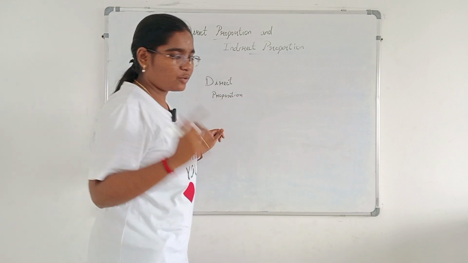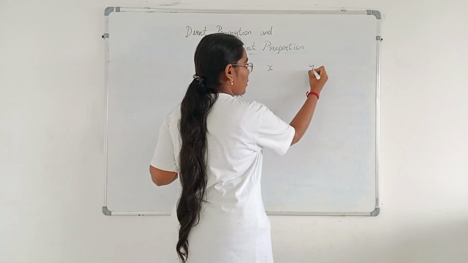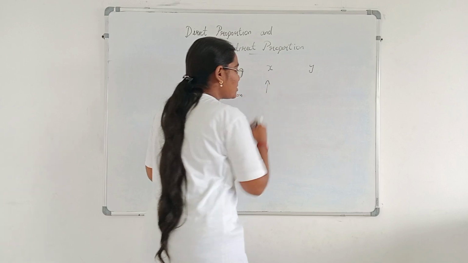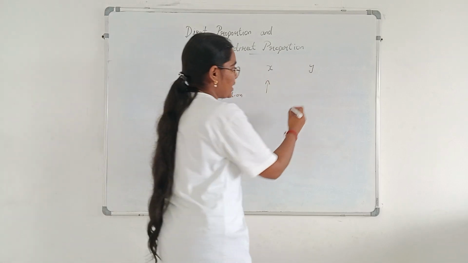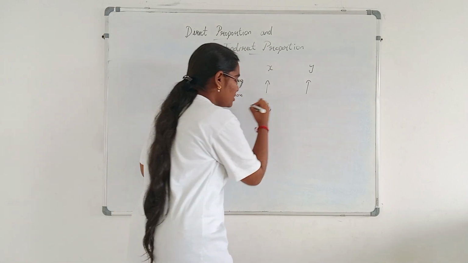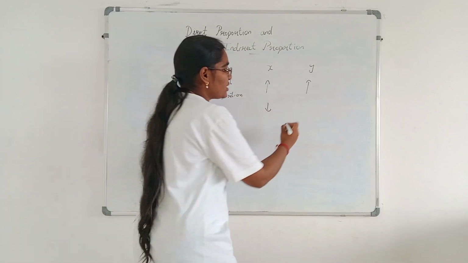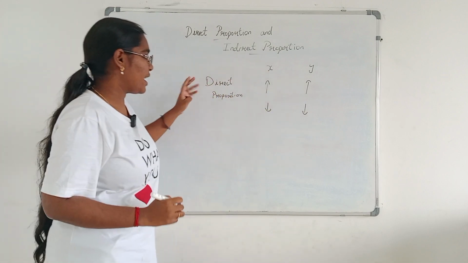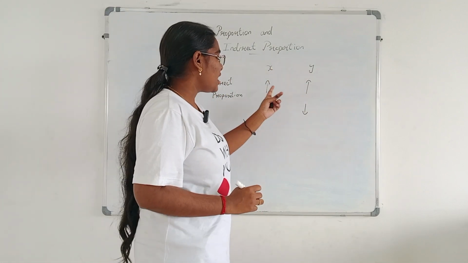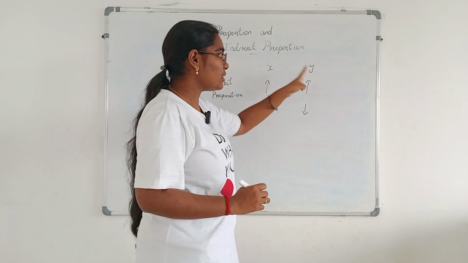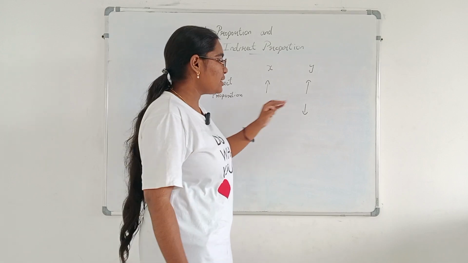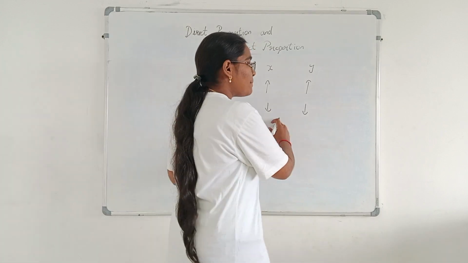Let us consider two quantities, x and y. If x increases, then y too will increase. If x decreases, then y too will decrease. This is known as direct proportion. These two quantities depend on one another. If this quantity increases, then this quantity will too increase. If this quantity decreases, then this quantity will too decrease.